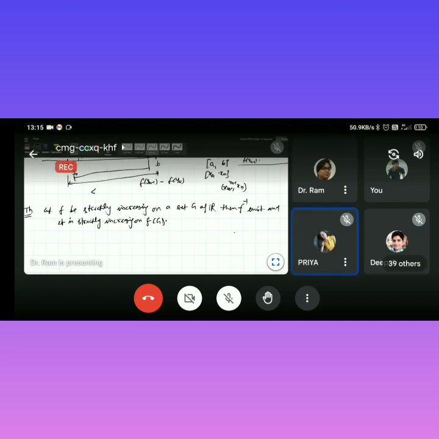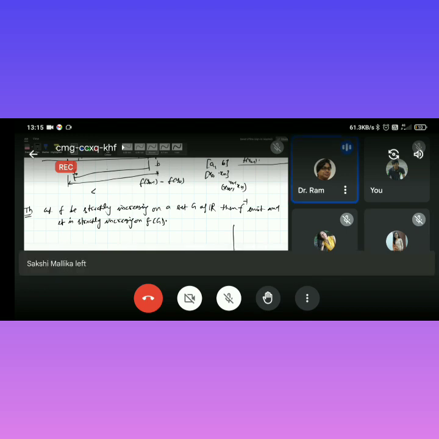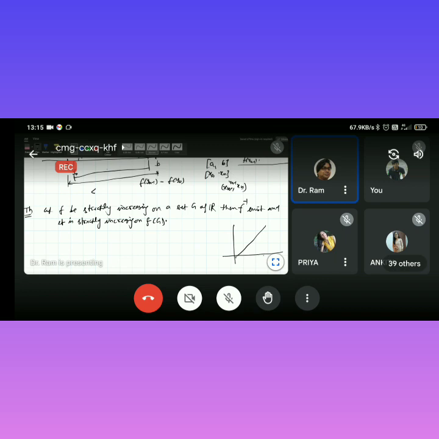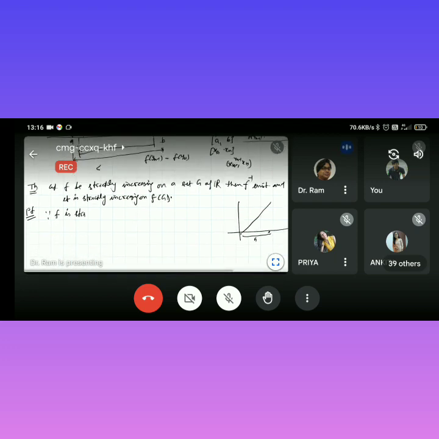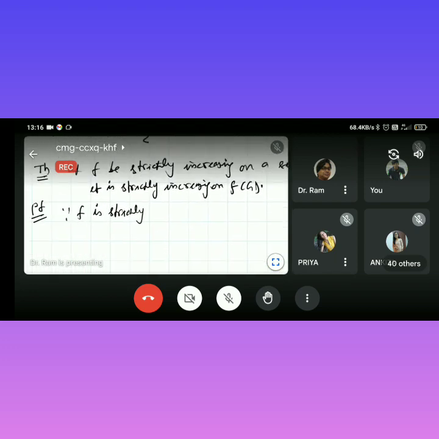Yes, sir. Just like if you have a function which is strictly increasing on some domain, let us suppose this is our G, then the inverse also exists and that will be strictly increasing again. So let us show how it will be. So what we can say that since f is strictly increasing, it is given, f is strictly increasing.